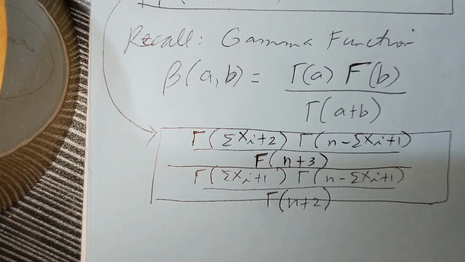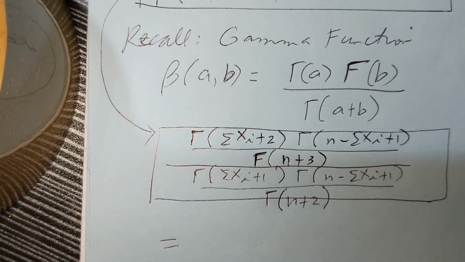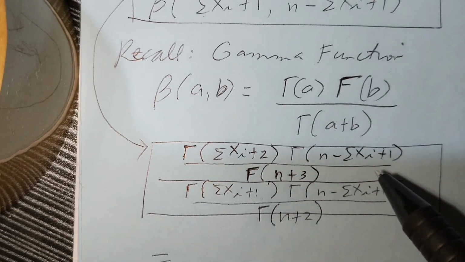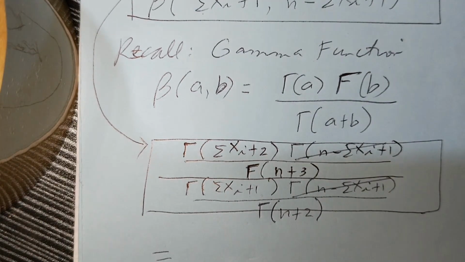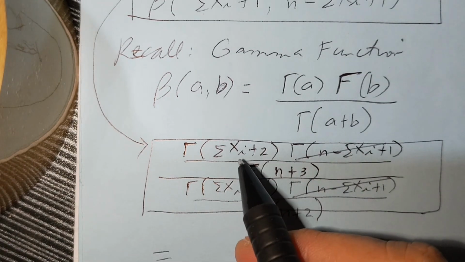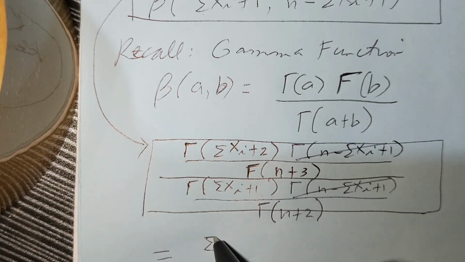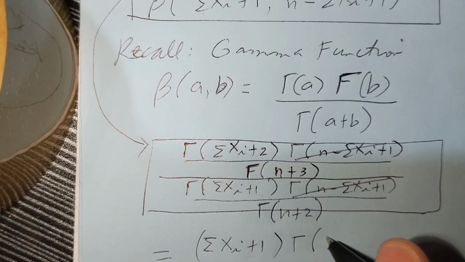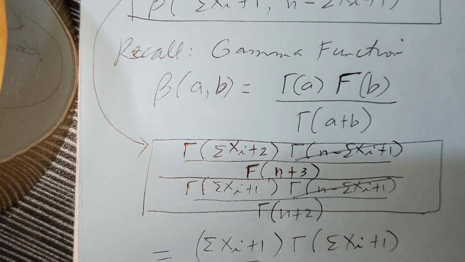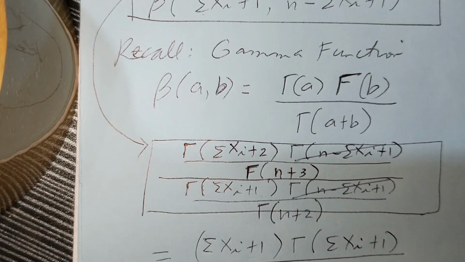Now, simplifying further, this is now equivalent to, kasi pwede natin ito ma-cancel out. Yan, cancelled out. Okay, so let's rewrite this. This is actually equivalent to summation of x sub i plus 1 times the gamma of summation of x sub i plus 1. Ganyan pagkasulat nito. All over, this is n plus 2 times the gamma of n plus 2.